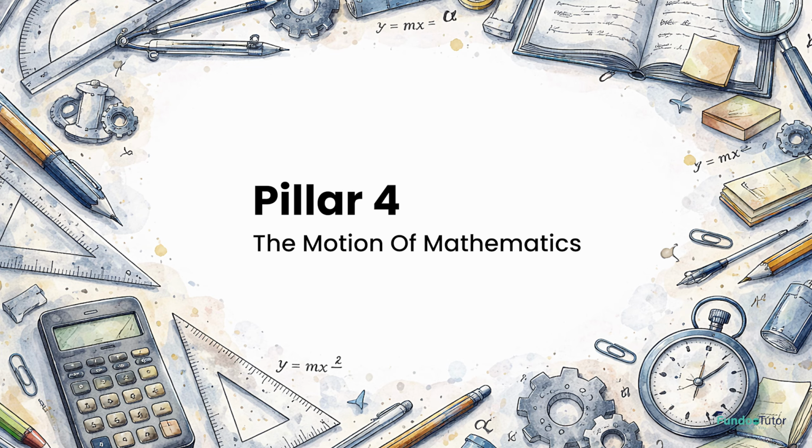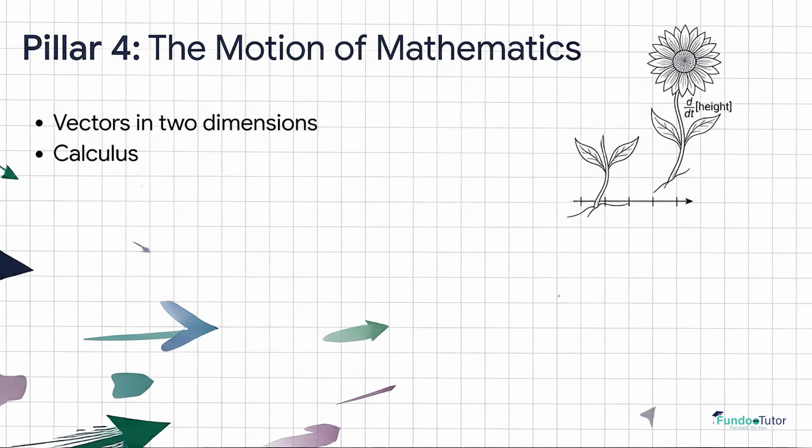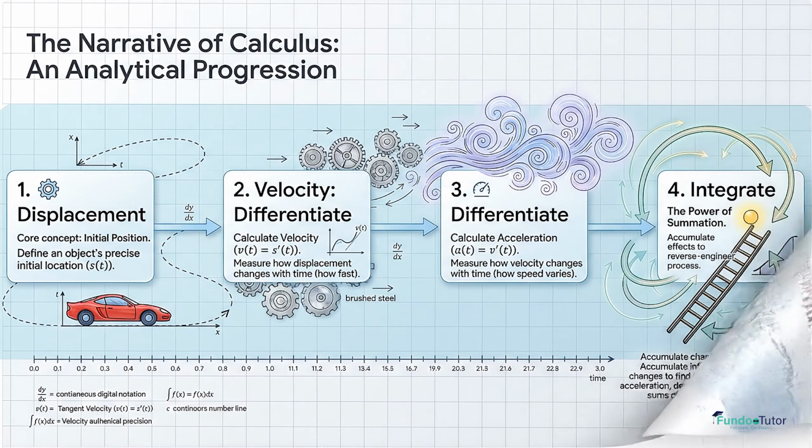And here we are, our 4th and final pillar, and honestly, it's the most dynamic one: the motion of mathematics. This is where everything you've learned so far, the language, the shapes, the logic, all comes together to describe change, rates, and movement. This is where math literally comes to life. This whole section is basically built around 2 of the most exciting topics in the entire syllabus: vectors, which let us describe things that have both a size and a direction, and the real star of the show, calculus, the mathematics of change.